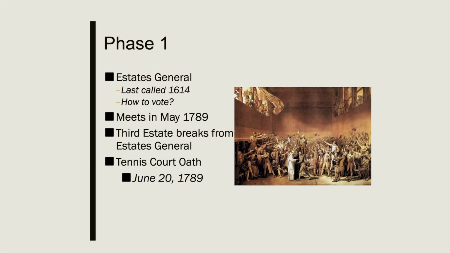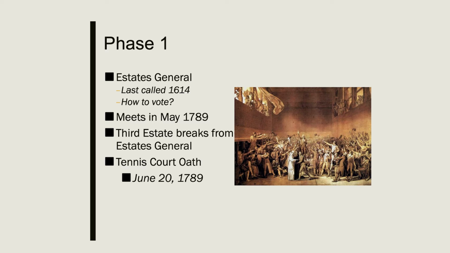So the delegates from the Third Estate, from the middle and lower classes, were asking that the vote be by head, by individual person, because there were more delegates from the Third Estate than the others. And that would give them a chance to actually put forth their measures. So the Estates General meets in 1789. The decision is to vote by group, not by head.